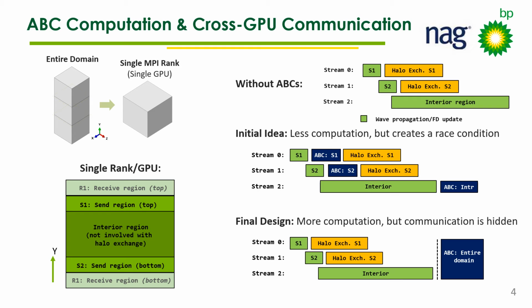However, the absorbing boundary condition must be computed after the finite difference update has completed in the entire domain, or a race condition will occur. The absorbing boundary condition kernels do not take enough time to hide the halo exchange, so synchronizing before the halo exchange to fix the race condition is actually drastically slower than synchronizing after the halo exchange, despite the second setup requiring us to process the receive regions.